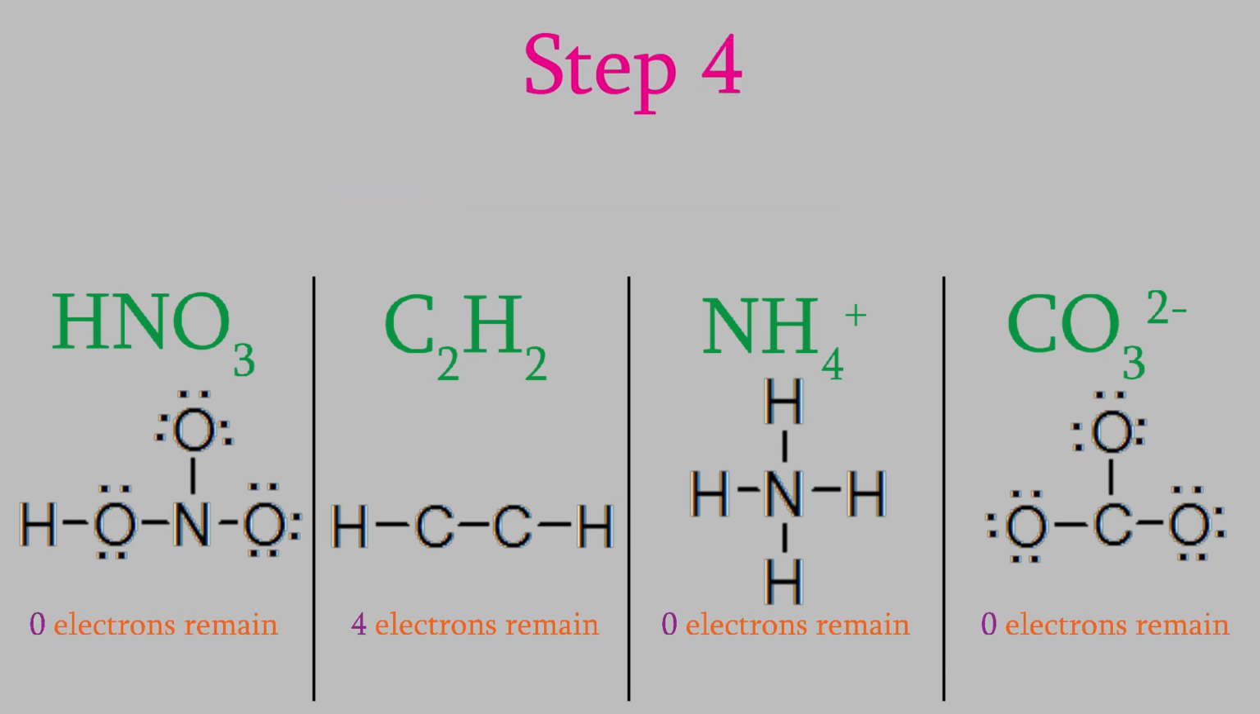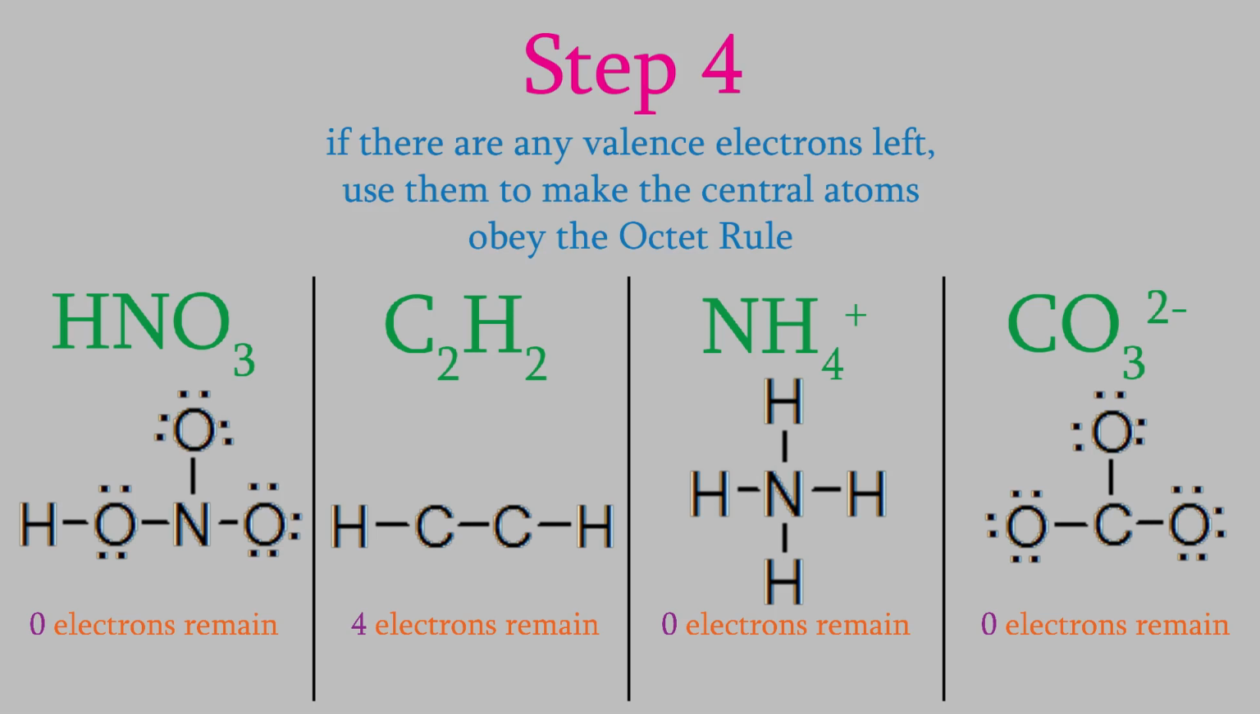Now for step 4. If there are any valence electrons left, we'll add them to the central atom in order to make it obey the octet rule. The only molecule that still has valence electrons left is the second one, so we'll put those valence electrons on the central atom. In this case, there are 2 central carbons, so we'll just pick one and add the electrons to it so that it obeys the octet rule. So now we're out of valence electrons to add in all 4 of our molecules.